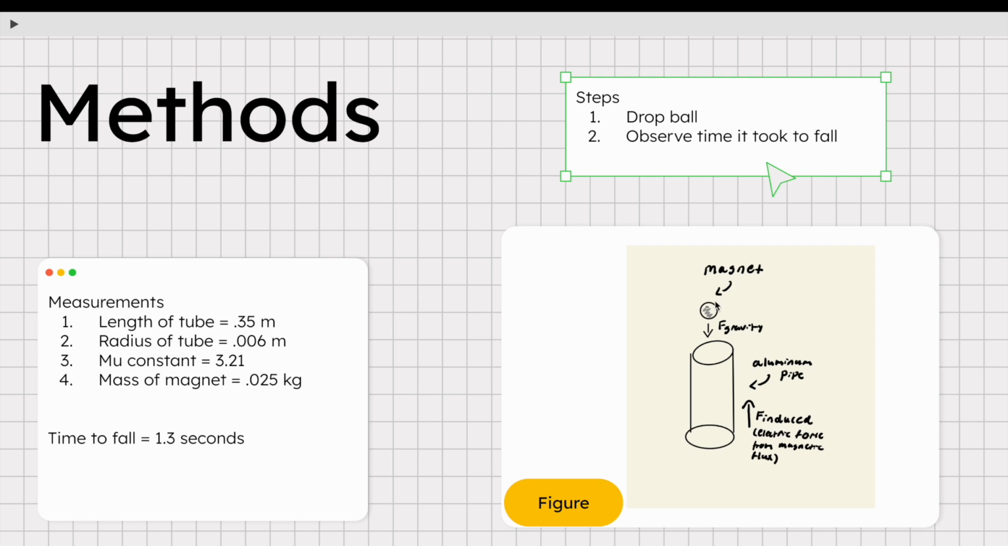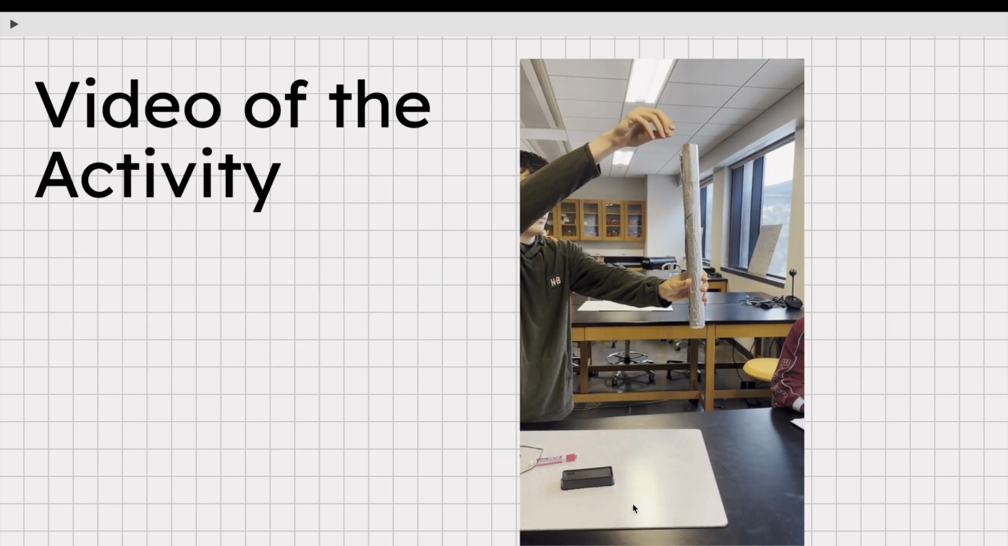So as you can see, I dropped the ball, there's a force of gravity acting on it, and there's going to be a force that's induced, which is going to be the electric force from the magnetic flux. Here are my measurements. I measured that the length of the tube was 0.35 meters, the radius was 0.006 meters, and the mu constant, which again we are given, is 3.21, and then the mass of the magnet was roughly 0.025 kilograms, and the time of the fall was about 1.3 seconds. And this is me dropping the magnet down the aluminum tube.